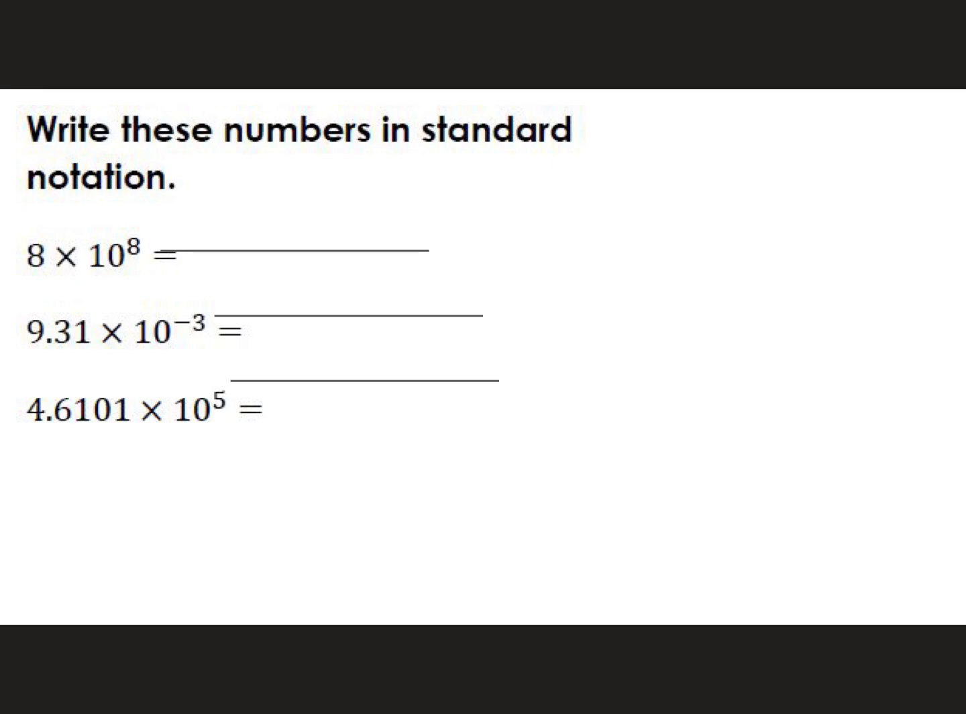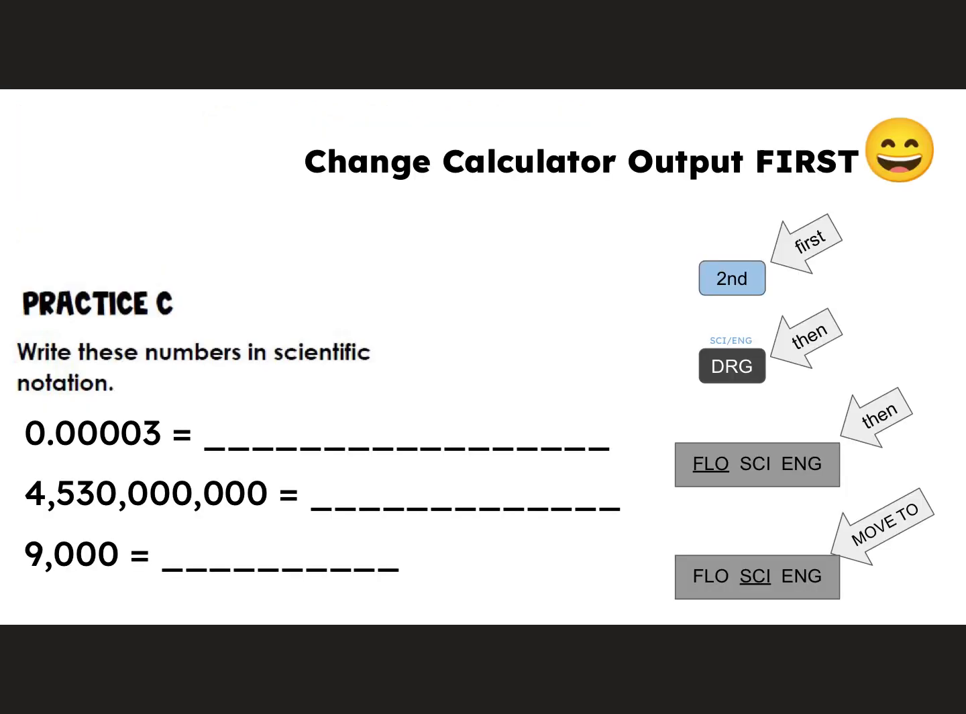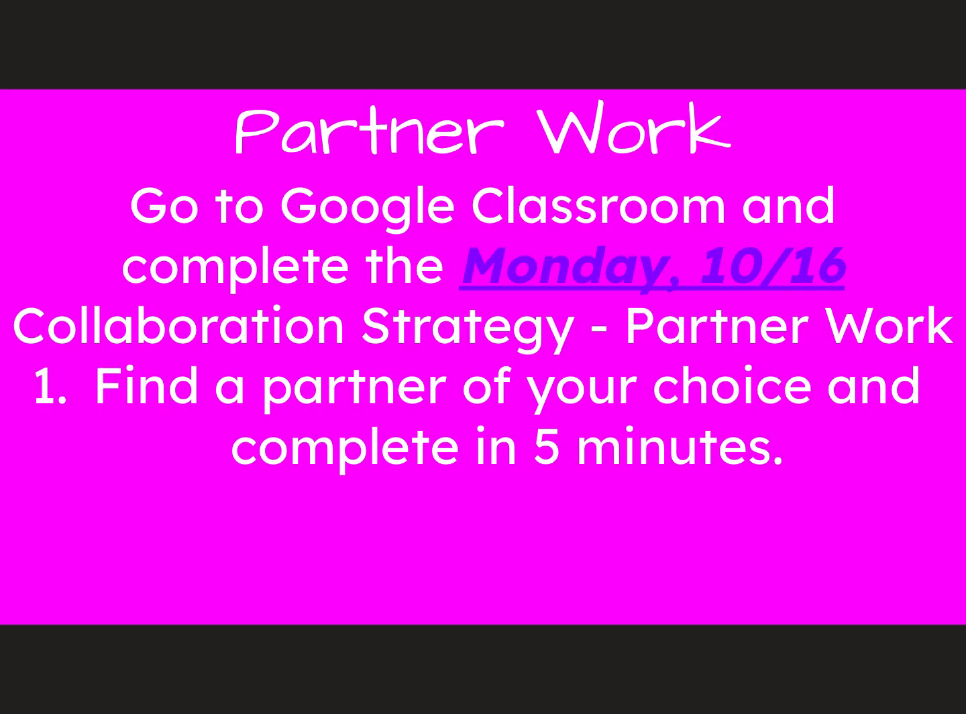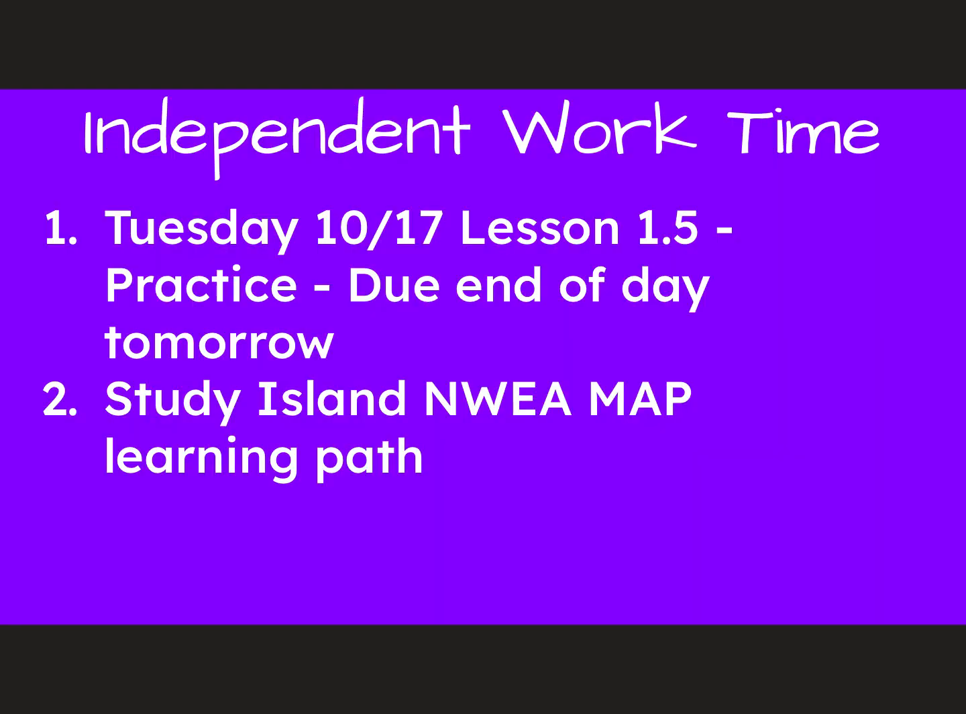All right, so I want you to try these on your own, this one on your own, this one on your own. Here's another example of how to switch your output. Then there is partner work, but unfortunately you are making this up from being absent or out of the classroom. But I still want you to go to this. We were going to do this yesterday, but ran out of time. So make sure you do it first and that you understand the material. Then you can move on to this lesson.